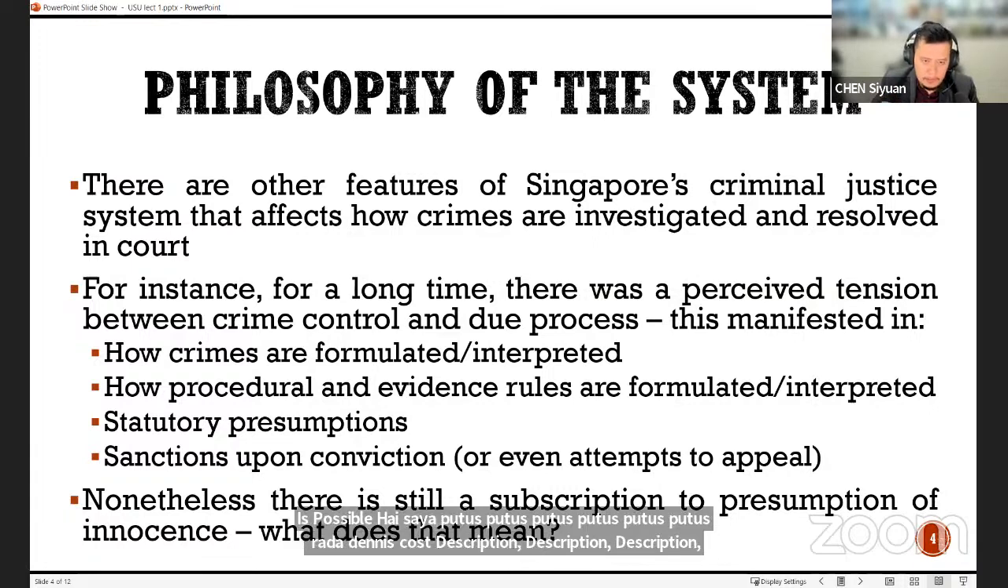So if you go back to the earlier points I just made, how the crimes are formulated, how procedural laws are formulated, how presumptions are formulated, this may not be considered necessarily derogations from the presumption of innocence, because presumption of innocence only has a very basic and bare meaning, which is that as a matter of burden of proof, it's on the prosecution. As a matter of standard of proof, it is beyond a reasonable doubt, and that's it.